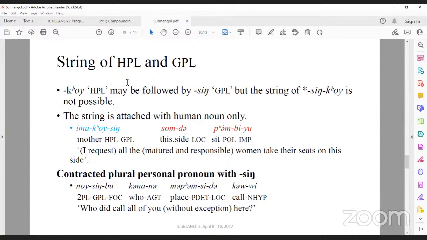Then with the contracted plural personal pronouns, which take sing: noi singbu kanana mapam sida kawi? Here we see noi sing, and bu is the focus marker. Who did call all of you here? All of you, no one excluded, it is all without missing anyone. But with the regular forms of personal plural pronouns, we don't say nakoi sing, though it is used. We see the more contracted form is more used while we put the sing. Next slide, please.